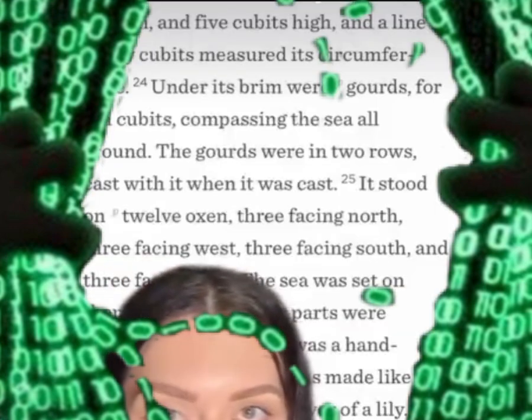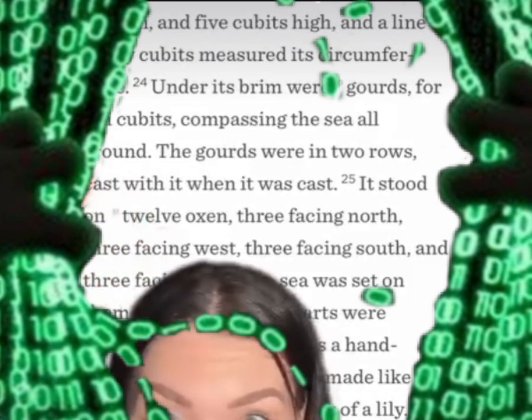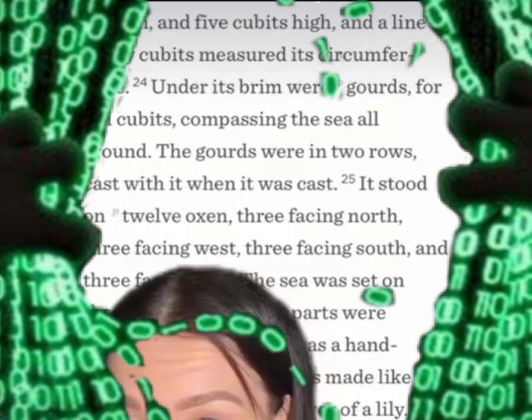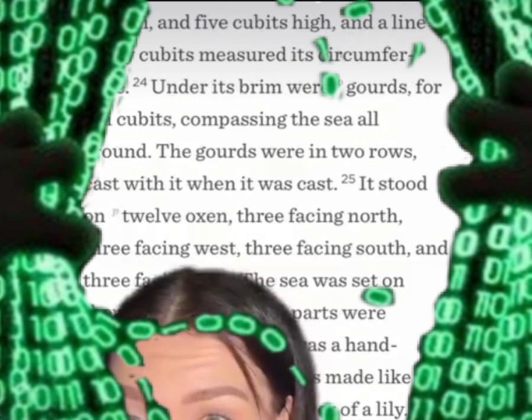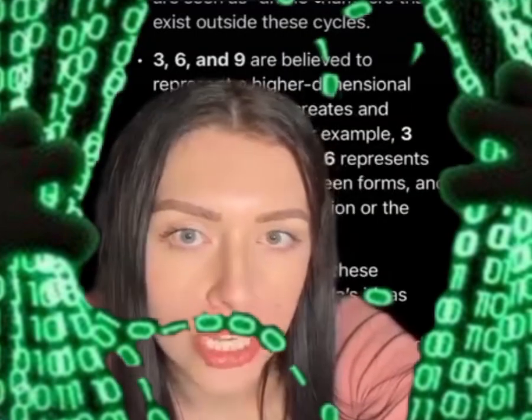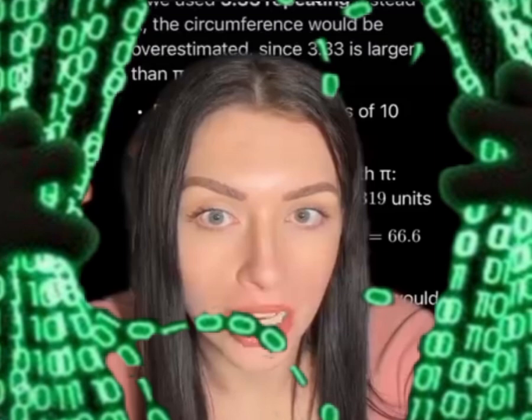So in 1 Kings 7:23, it says, "Then he made the sea," I think this is the waters above, "of cast metal. It was round, 10 cubits from brim to brim and 5 cubits high, and a line of 30 cubits measured its circumference." So I started plugging numbers into pi to see if these work. Stick with me, this is all gonna pull together and it's crazy.